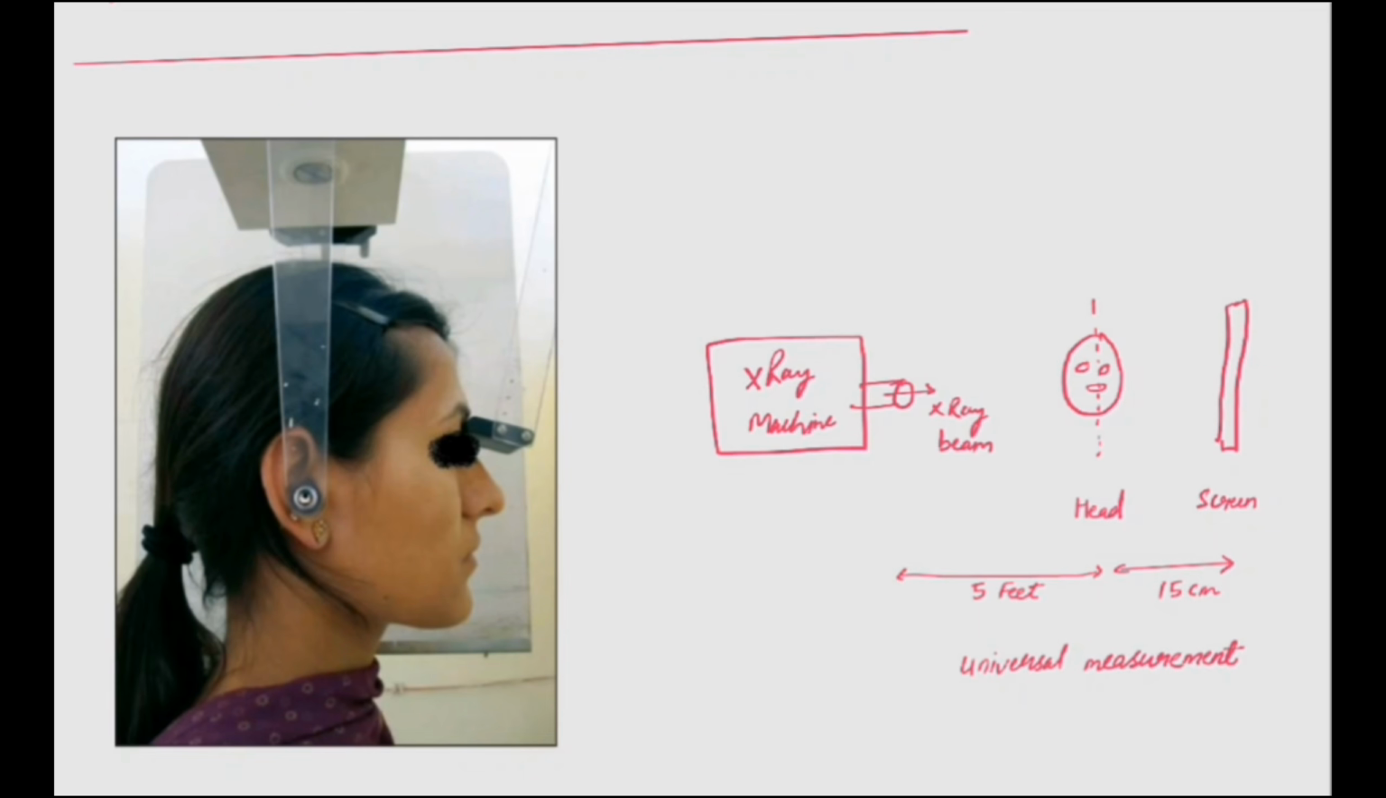To take the X-ray properly, we have to make the patient stand in a neutral position where the Frankfurt line is parallel to the floor, and the patient is standing 5 feet, about 150 centimeters, away from the X-ray beam, and the screen is 15 centimeters away from the patient, and the X-ray beams enter the skull laterally.